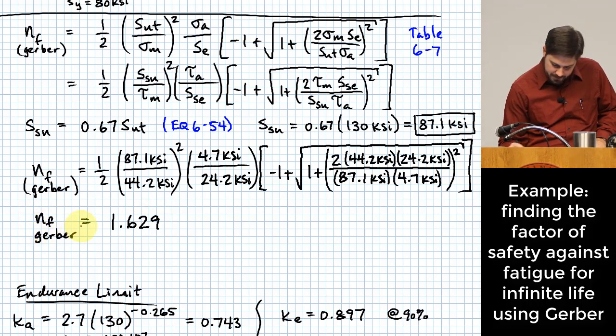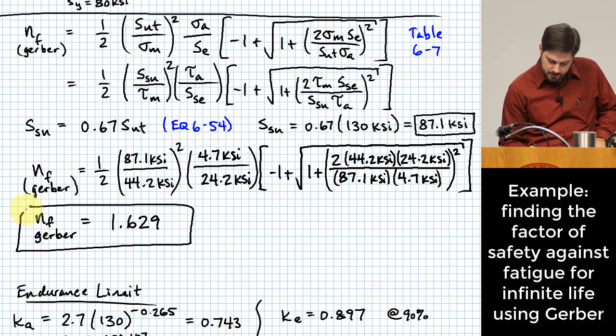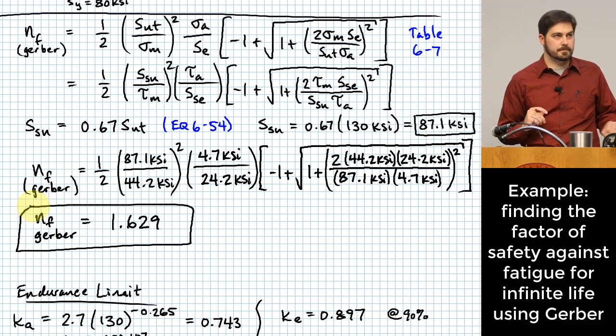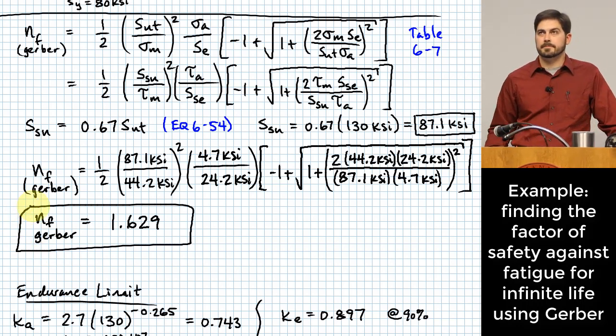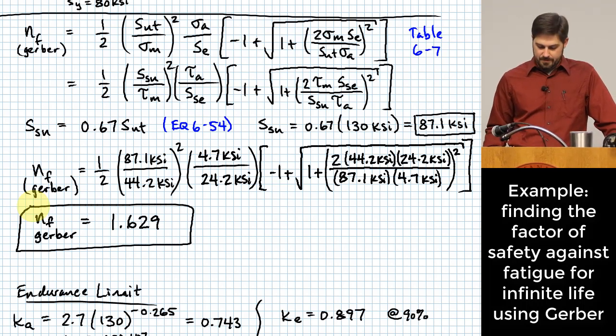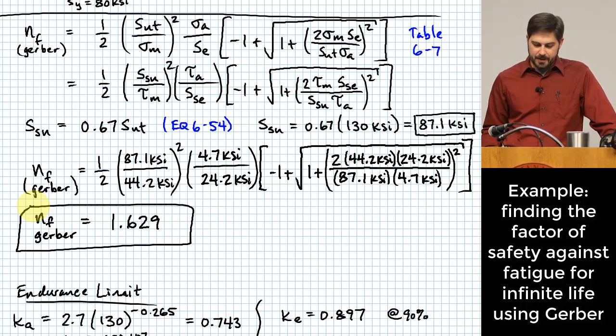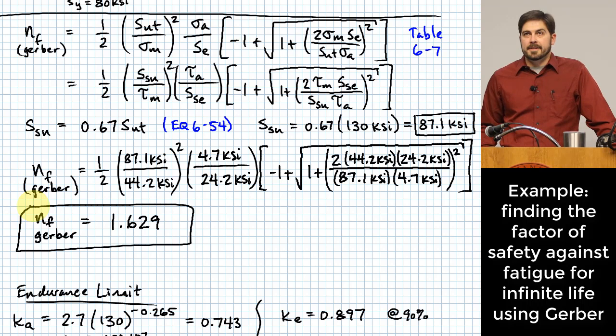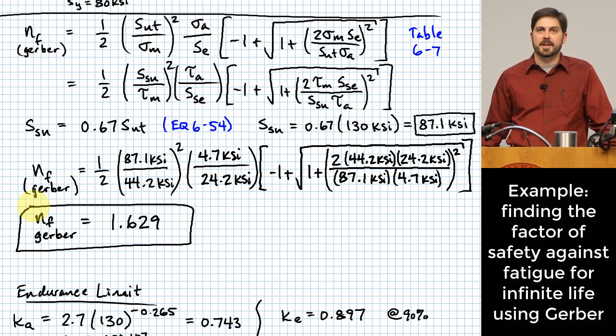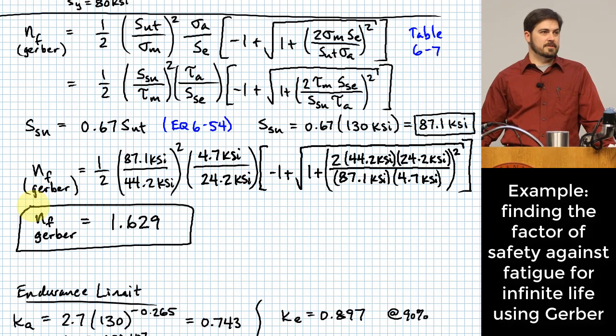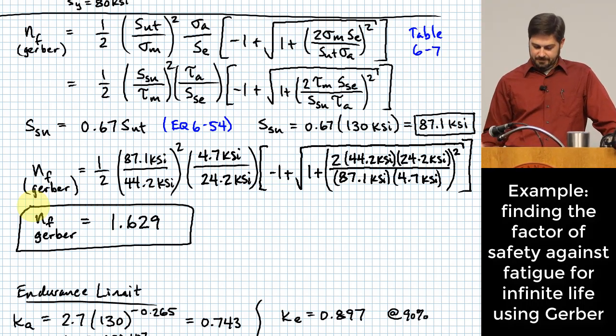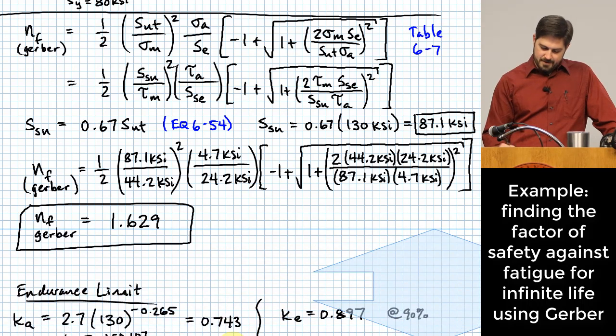Yes, factors of safety are unitless. Okay. Do we feel safe? I mean, right now we do, right? That's a factor of safety of 1.629 for infinite life. It's awesome. All right. What's next?